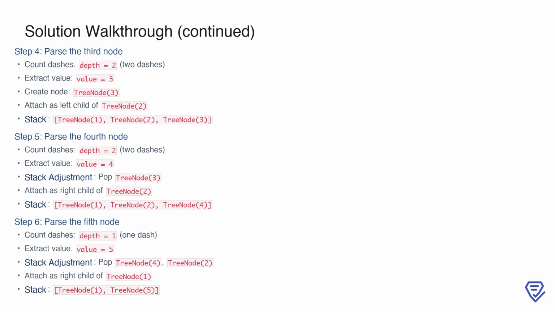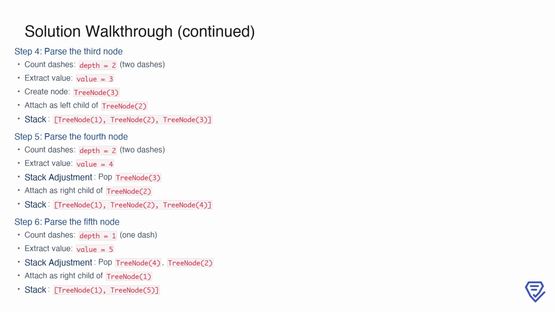For the fourth node, we again encounter 2 dashes, indicating a depth of 2. The value is 4. Since the depth matches the previous node, we adjust the stack by popping tree node 3 to find the correct parent. We then attach tree node 4 as the right child of tree node 2 and push it onto the stack.